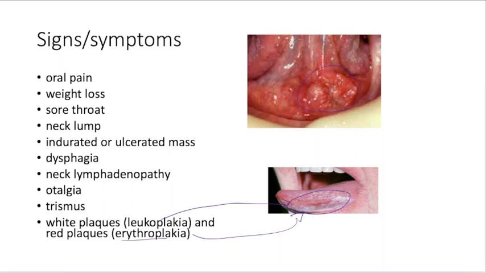Your differentials for this would be tonsillitis, aphthous ulcer, or oral syphilis would be high on your suspicion list. Treatment would be either surgery or radiation, depending on what stage the patient presents in, and then obviously if we have any local advanced disease or metastasis.